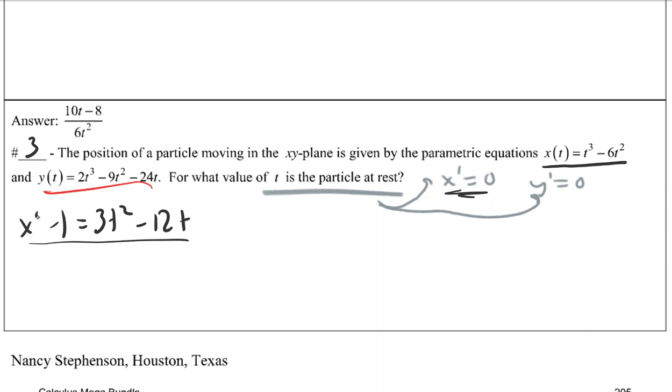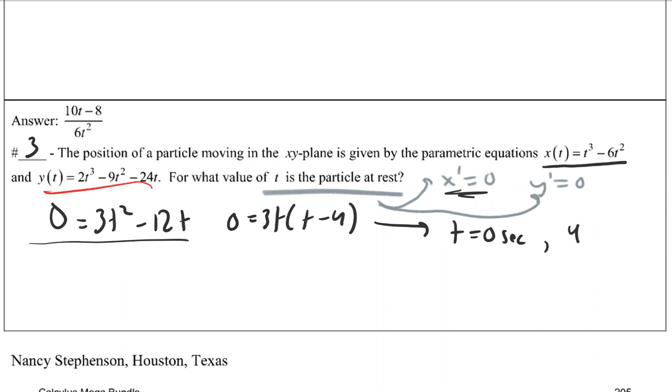So I'm going to set him equal to 0, and we could factor out a GCF and see that it is at rest in the horizontal direction at 0 seconds and 4 seconds, where both of these equal 0.